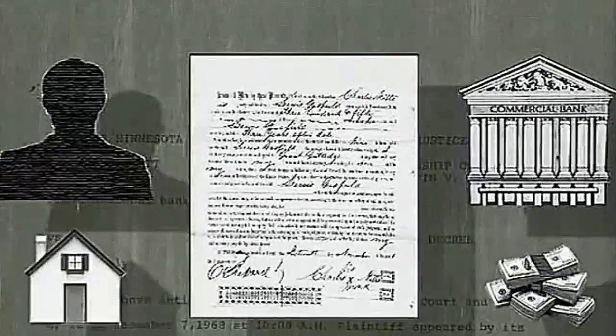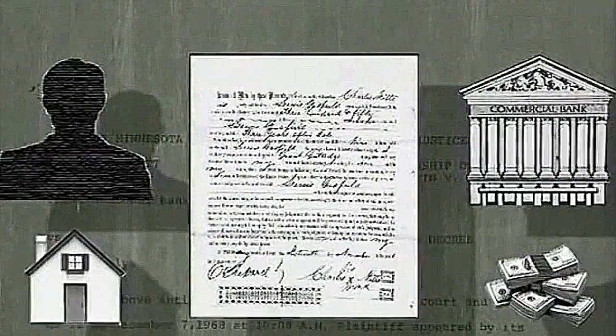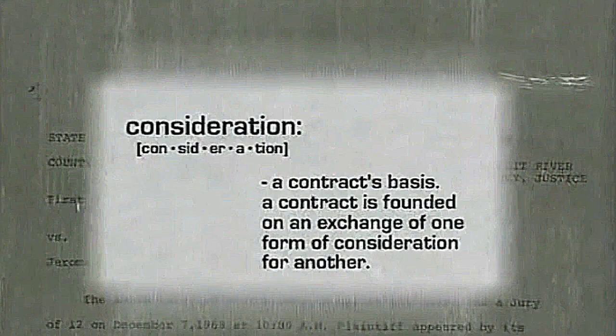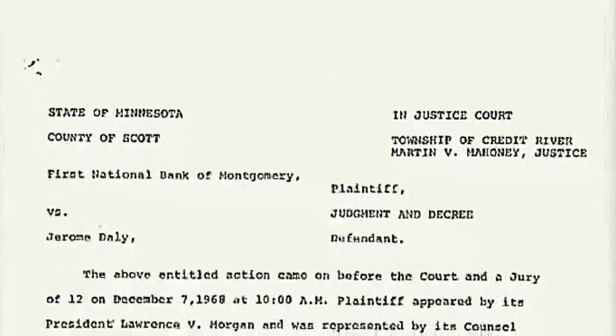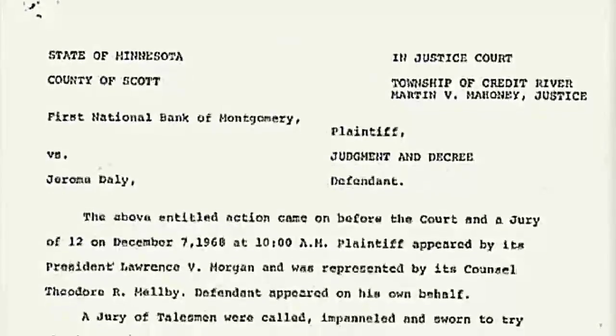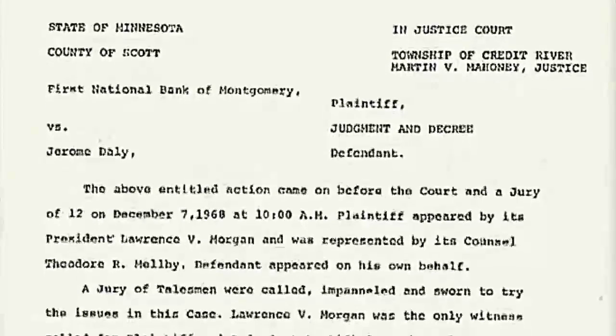His argument was that the mortgage contract required both parties, being he and the bank, each put up a legitimate form of property for the exchange. In legal language, this is called consideration. Mr. Daly explained that the money was, in fact, not the property of the bank, for it was created out of nothing as soon as the loan agreement was signed.